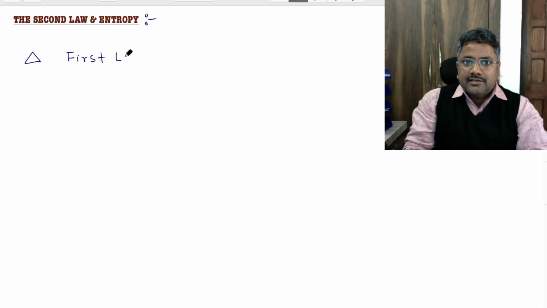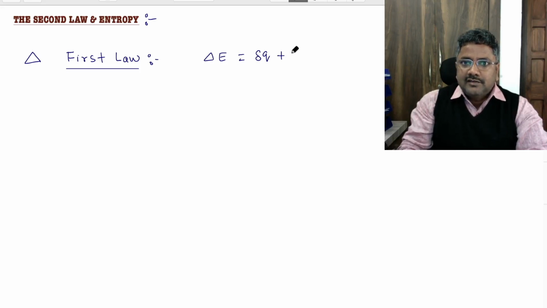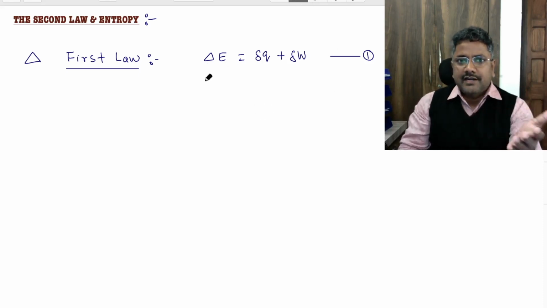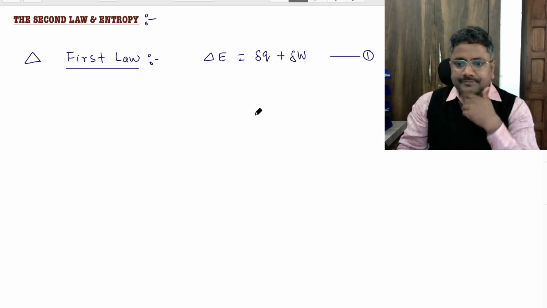See, the first law tells about delta E is equal to delta Q plus delta W, PV work. As we know, this is a basic equation. I'm not writing PV here, just W. So let's start the discussion of the second law from this first law, right?